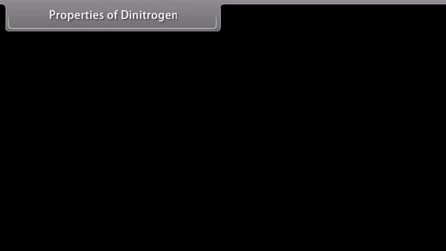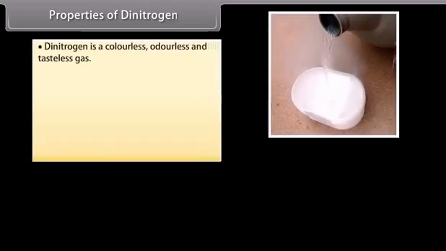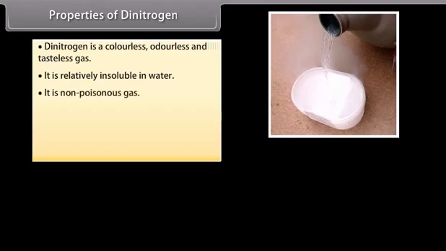Properties of dinitrogen. Dinitrogen is a colorless, odorless and tasteless gas. It is relatively insoluble in water. It is a non-poisonous gas. It neither burns nor supports combustion.